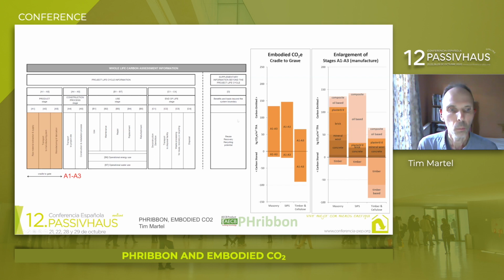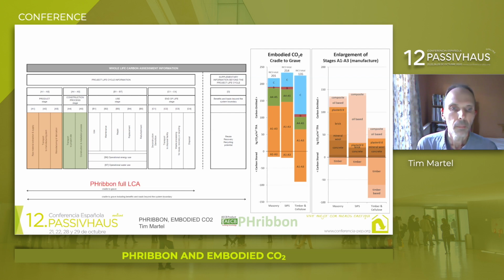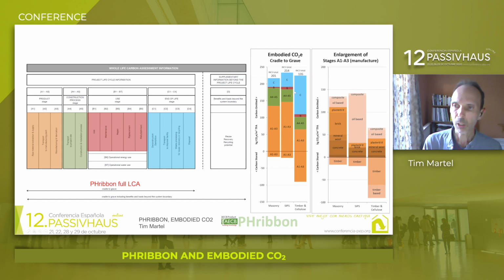But that's not all, because we've got these other stages. So if we added A4 to A5, we'd get something that looked like that. That's a little bit more. And if we added B and C, then we'd get something that looks like that. So you can see that if you're only including A1 to A3, you're missing out quite a lot of the calculation. And for timber and cellulose, that is, there's quite a large part of it in stage C, which is at the end of life.